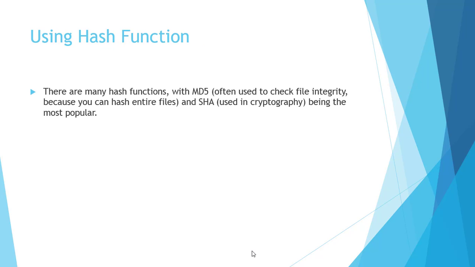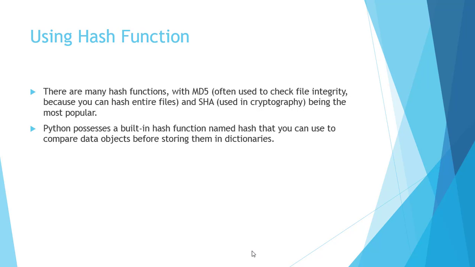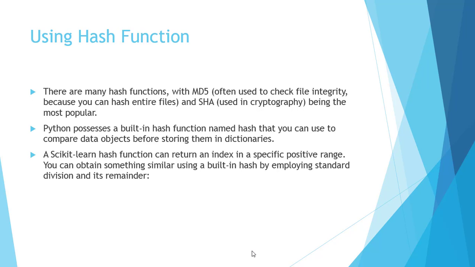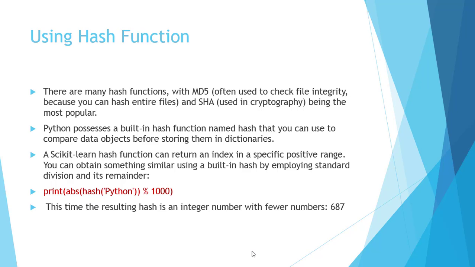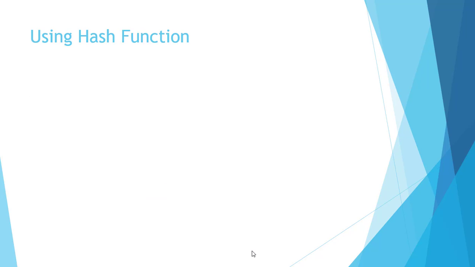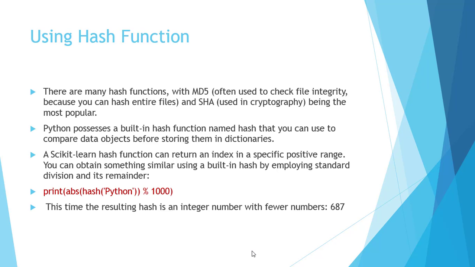Now we will see using the hash function. So there are many hashing techniques such as MD5 and SHA. Python possesses a built-in hash function named hash that you can use to compare the data objects before storing them in the dictionaries. A scikit-learn hash function can return an index in a specific positive range. You can obtain something similar using a built-in hash by employing a standard division and its remainder. So this is the example of hash in Python. This time the resulting hash is an integer number, 687.